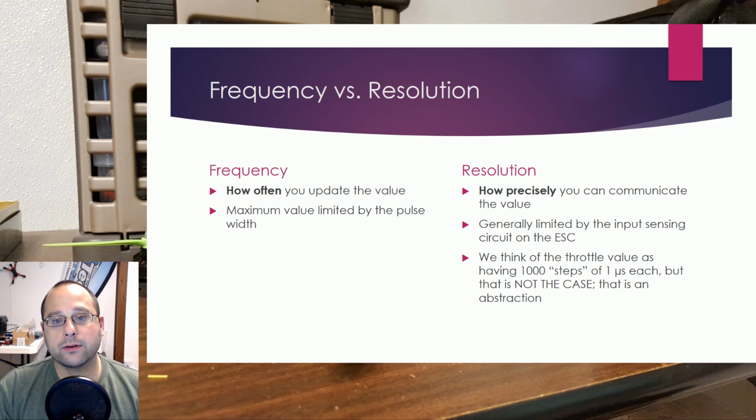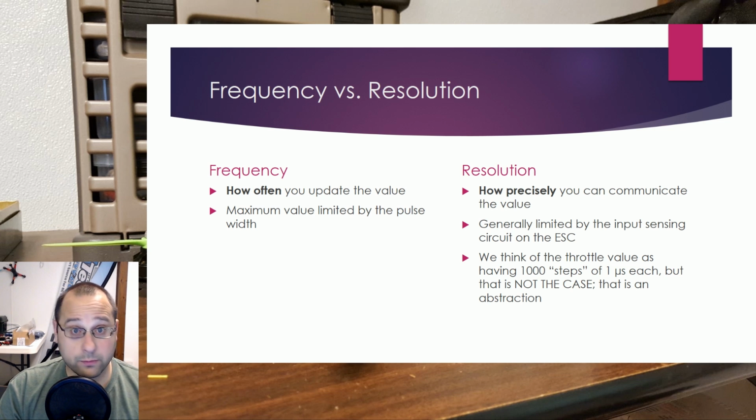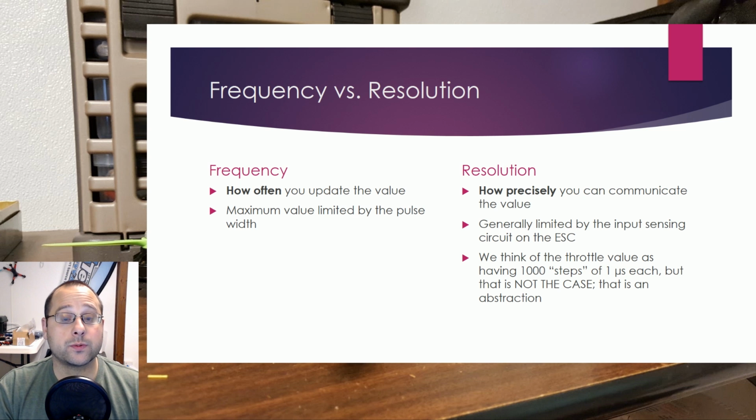Let's say I give you another color scale and it's got a whole palette of colors, right? Now you have more resolution. Now you could tell me that's slower or faster, right? So that's the difference between frequency and resolution. The resolution of these protocols is primarily limited by the input sensing circuit on the ESC, and I think it's fair to say in essentially all cases.